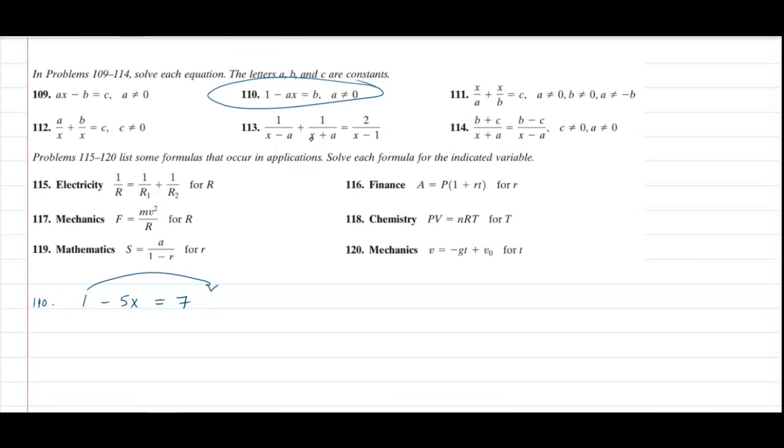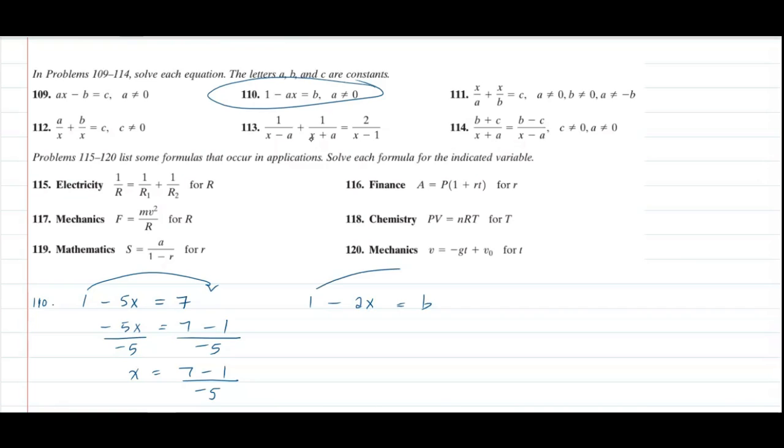Well, you would have told me, I'm going to bring the 7 to the other side, so this becomes a 7 minus 1, and then I would divide by negative 5 on both sides, so that would become 7 minus 1 divided by negative 5, whatever that answer may be. So that's exactly what number 110 is asking. It's saying, if you have 1 minus ax equals b, tell us the process by which you would solve this.